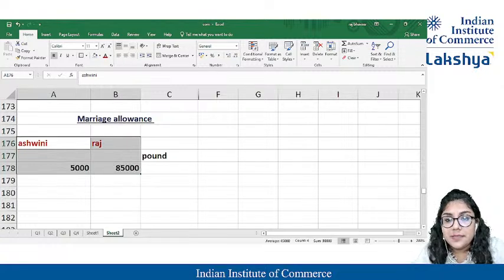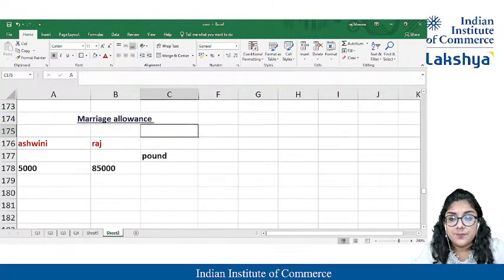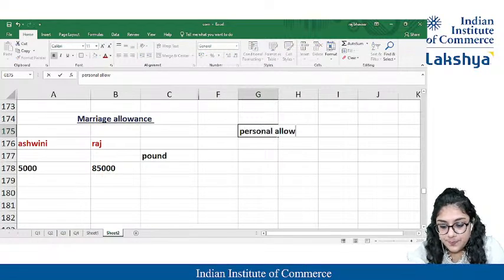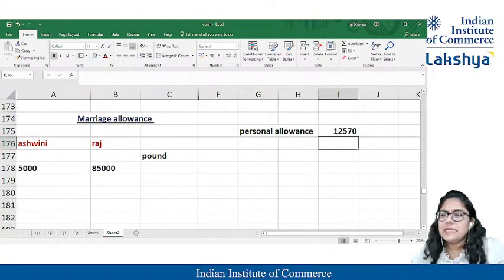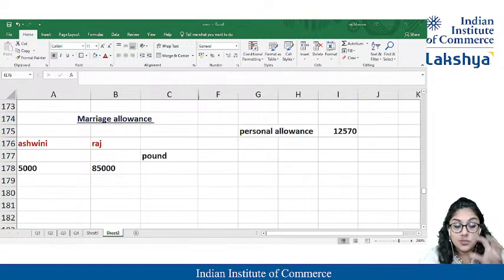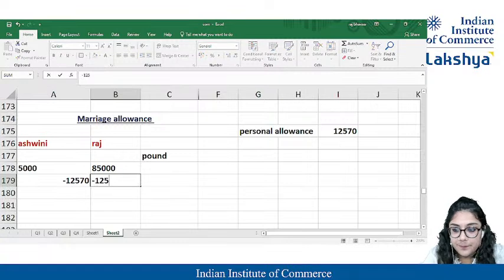Individually, are both of us exceeding the limit of 1 lakh? Personal allowance, guys, can we both get 12,570 each? Yes, ma'am, obviously, because both of us are not earning more than 1 lakh pounds. So individually I can get 12,570, and even he can get 12,570.